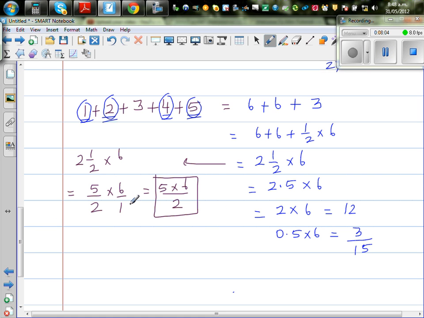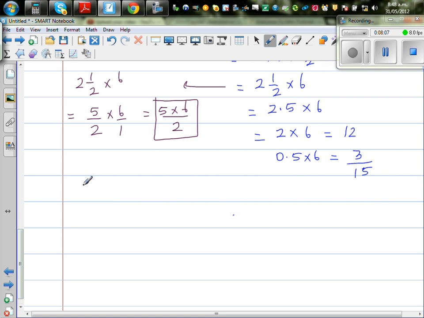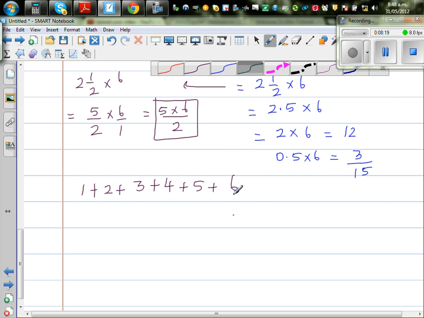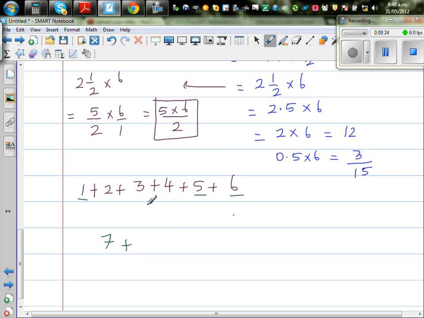Okay, so I want you to look at 5 and 6. So what happens if you add 1 plus 2 plus 3 plus 4 plus 5 plus 6? I'm adding from 1 to 6. So there are how many lots of 7? So this is one lot of 7, plus this is the second lot of 7, plus this is the third lot of 7. So this is 3 lots of 7. So this is 3 times 7.